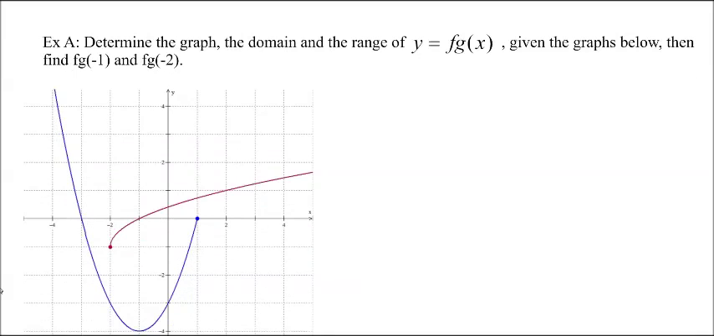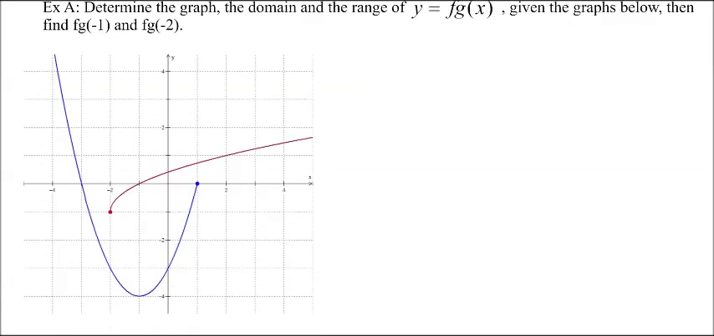So example A, determine the graph, the domain, and the range of y equals fg of x given the graphs below. Then find fg of -1 and fg of -2. I'm going to just label these. This one's going to be f of x, and this one's going to be g of x. So we're going to use this information to graph.